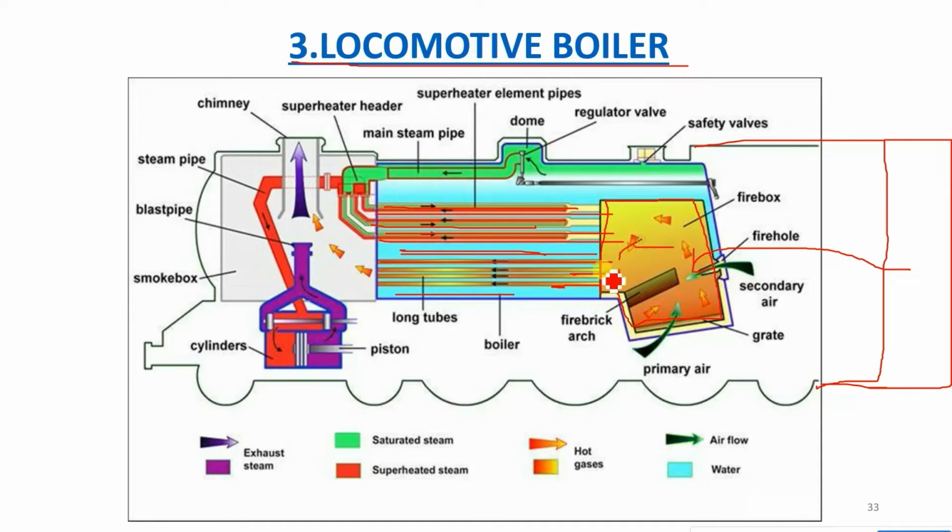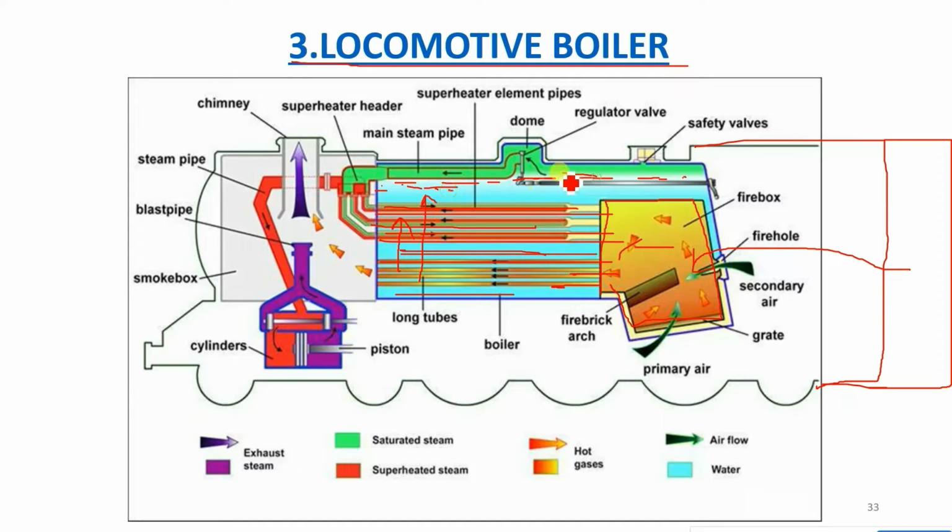Here, when flue gases move through the tubes, water absorbs the heat from the fire tubes and increases its temperature. As the temperature increases, the water moves in the upward direction, and finally steam is collected over here.